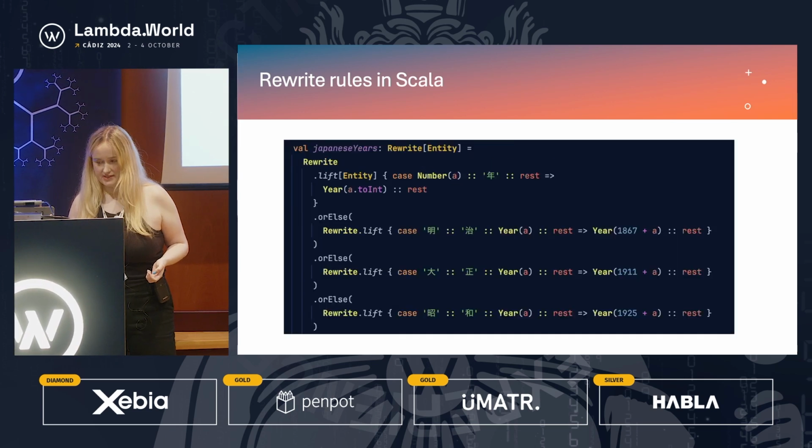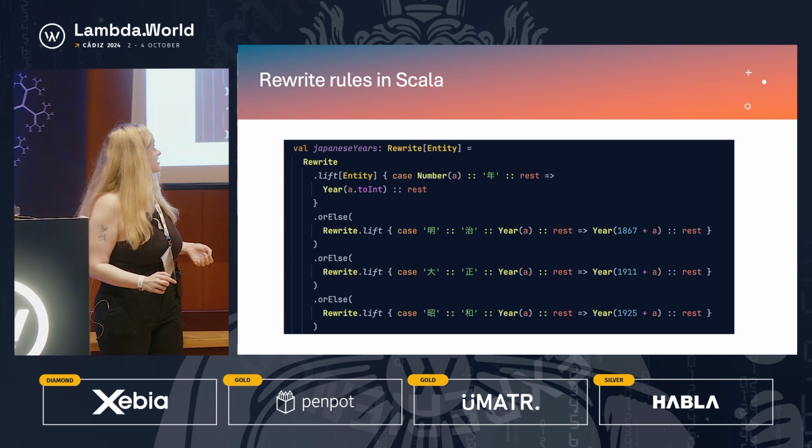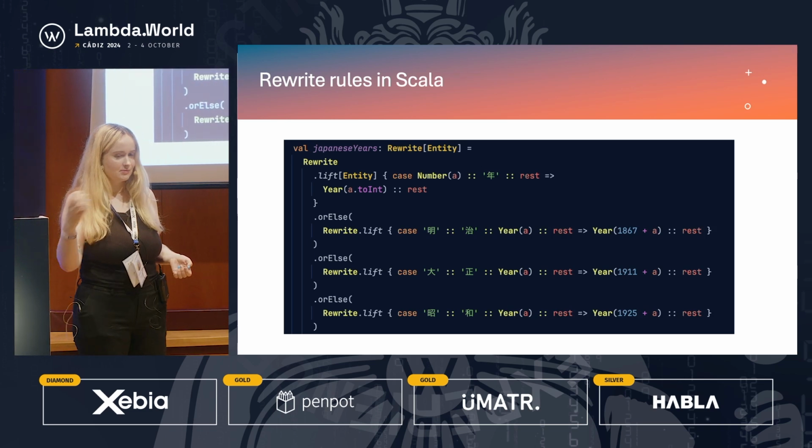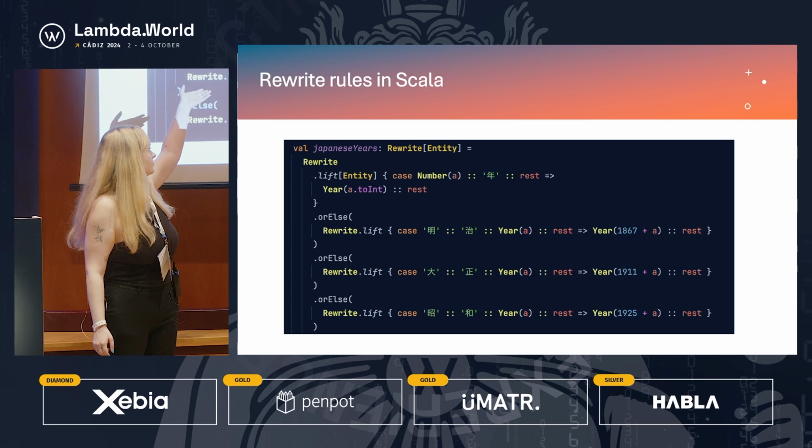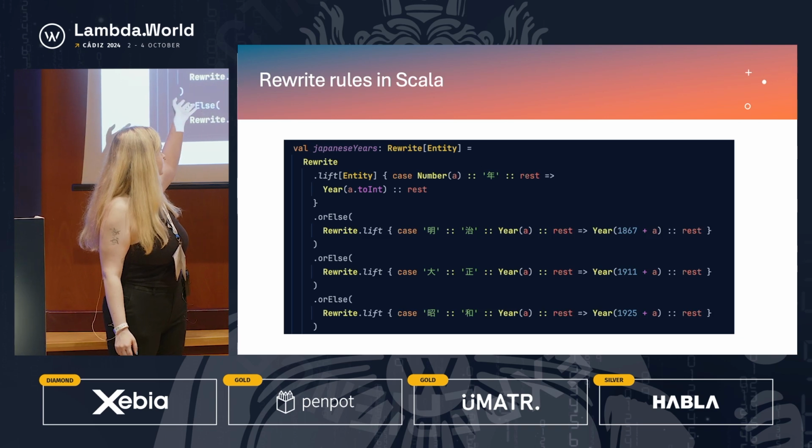And then for years, it's also quite a simple implementation. So any year in Japanese will be followed by a word which means year. So first of all, we'll have a rule that if a number is followed by year, then we convert it into a Year.